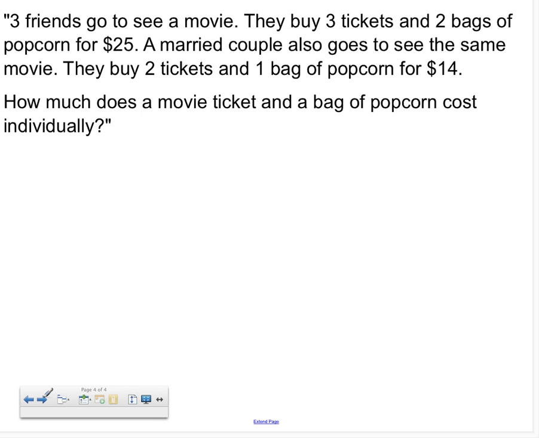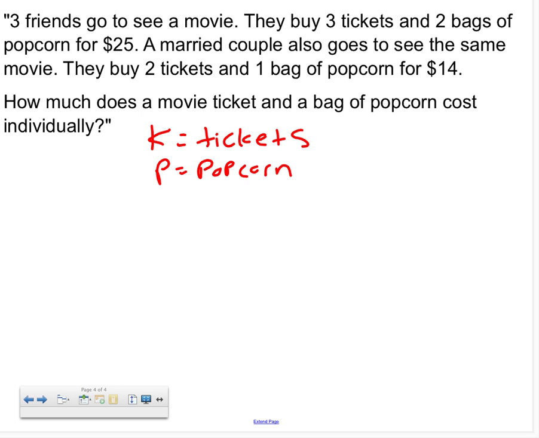So this is actually a systems problem, even though it might not look like it at first. So we have 2 types of unknowns here, right? We have tickets and we have popcorn, the cost of each. So we're going to have to identify 2 variables. You can use x and y if you want. I prefer to use variables that remind me of what I'm looking at, so I would do t. Actually, let me do k for tickets because t kind of looks like a plus sign, so k for tickets. And I'll use p for popcorn.